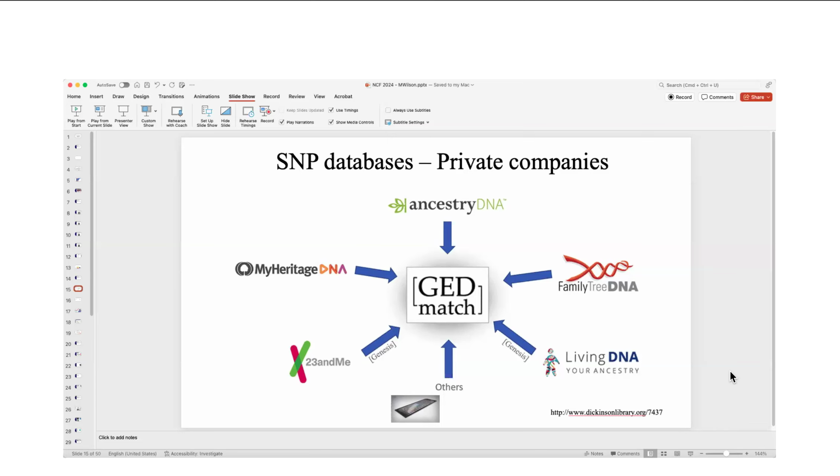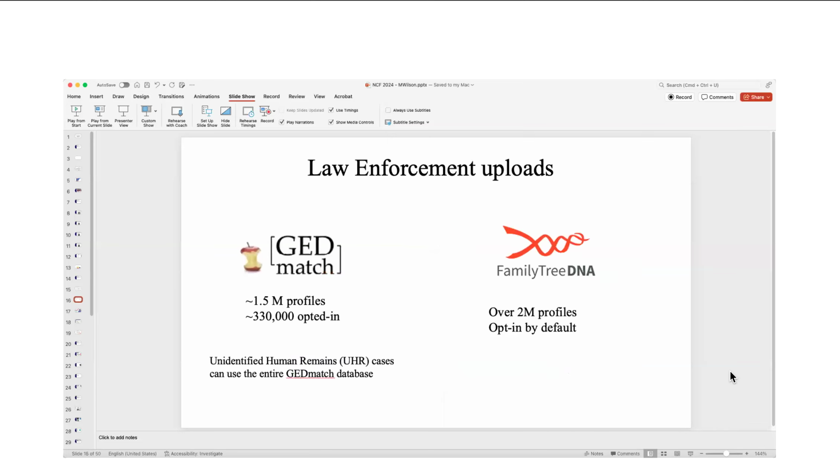But there's others, many others, and the two that are approved for law enforcement uploads are only two. There's GEDmatch and Family Tree DNA. GEDmatch has over 1.5 million profiles. With that database, you have to deliberately opt in. And these numbers are a little bit dated. It's more like closer to 400,000 now that are opted in.